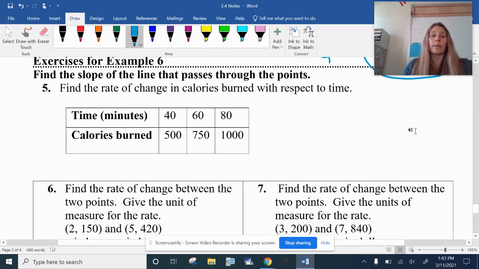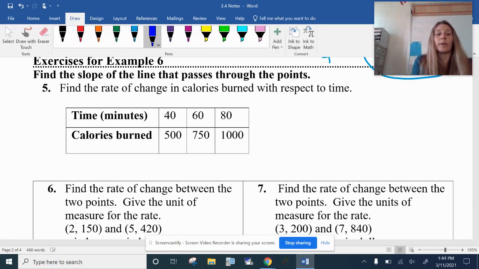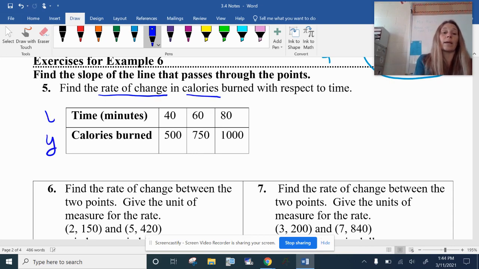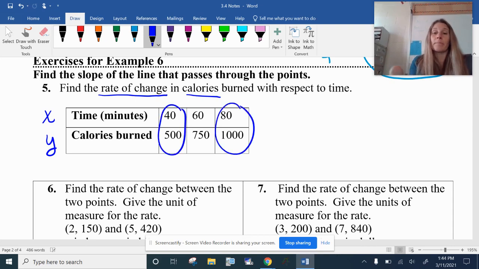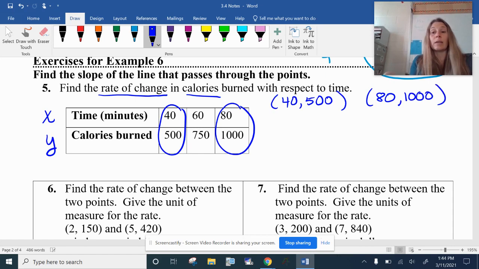Okay, so let's try the next one. So here again, we have calories and time. So find the rate of change in calories burned with respect to time, which means our calories is our y and our time is our x. So again, pick any 2 points. So I'm going to pick these 2 this time. So I'll have the 40 and the 500 as my first ordered pair, and then the 80 and the 1000 as my second. X1, Y1, X2, Y2.